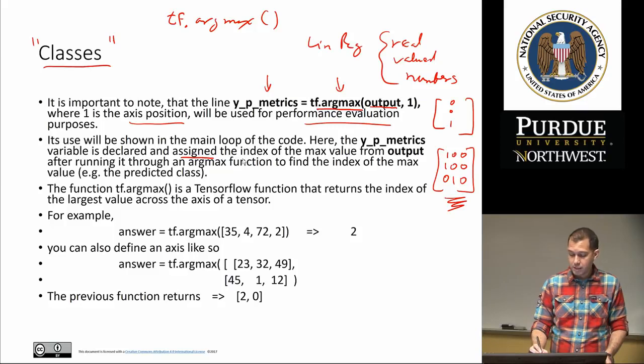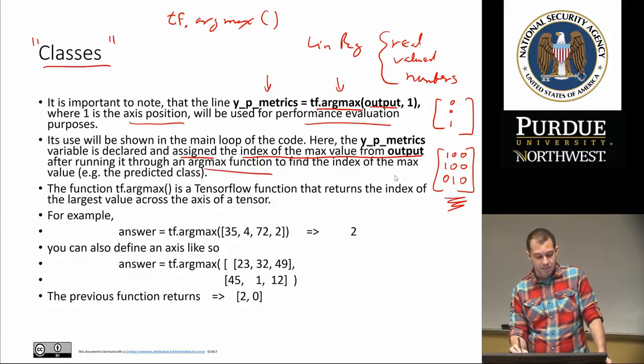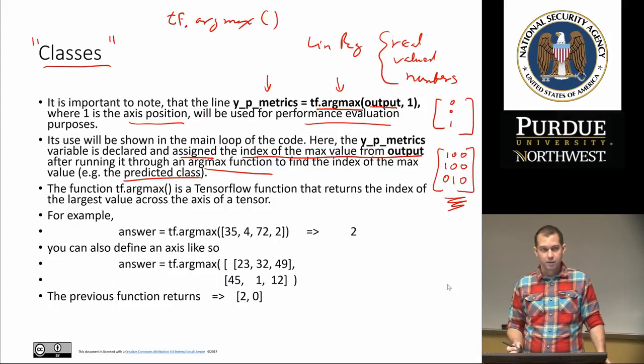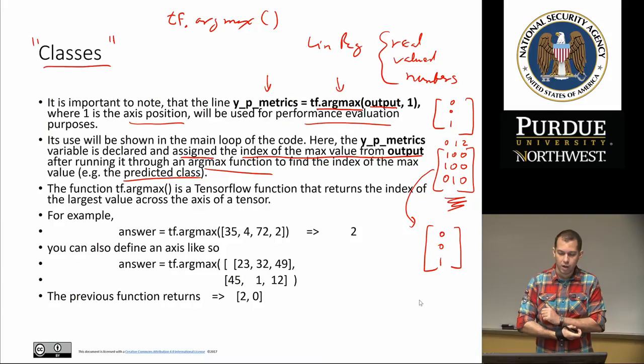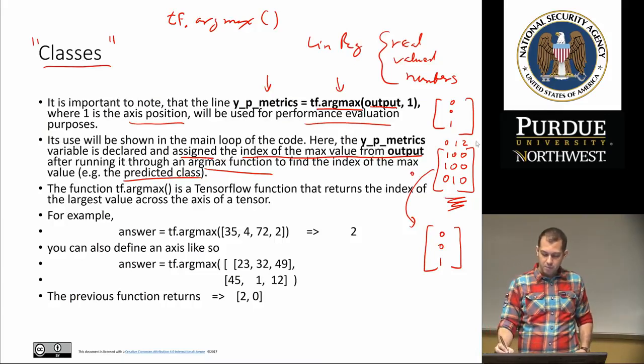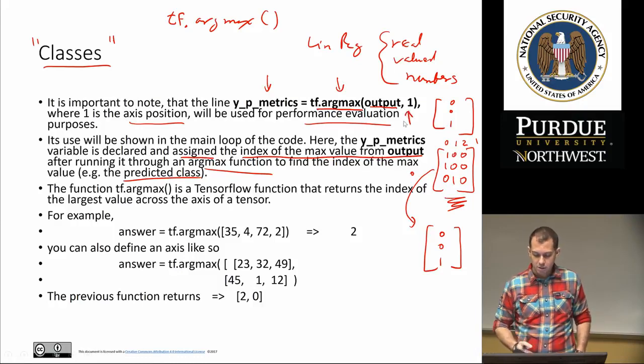What does argmax do? It takes the index of the max value from output after running it through the argmax function to find the index of the max value, which is in fact the predicted class. So it's kind of a clever way of getting the results back. So for instance, here's the one-hot encoded version of it. These are the index positions, 0, 1, 2, right? We know that. So now we want to get a vector representation of it. So what argmax does is it takes the index. So what's the maximum value here? What is the index of the maximum value there? 0. What is the index of the maximum value in the second row? 0. What is the index of the maximum value in the third row? 1. And so on. That's all argmax does based on the dimension. Remember that this would be the 0 dimension, and this is the 1 dimension. So that's why we specify this index position here.